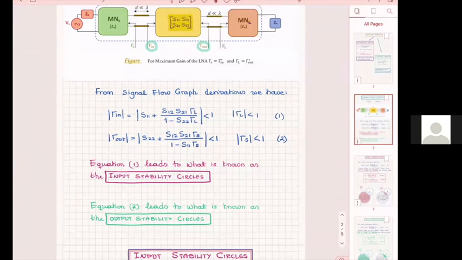And you have to find, in the case of conditional stability, the values of ZS and ZL you could match to, so you stabilize your amplifier. And that's what we are gonna do.